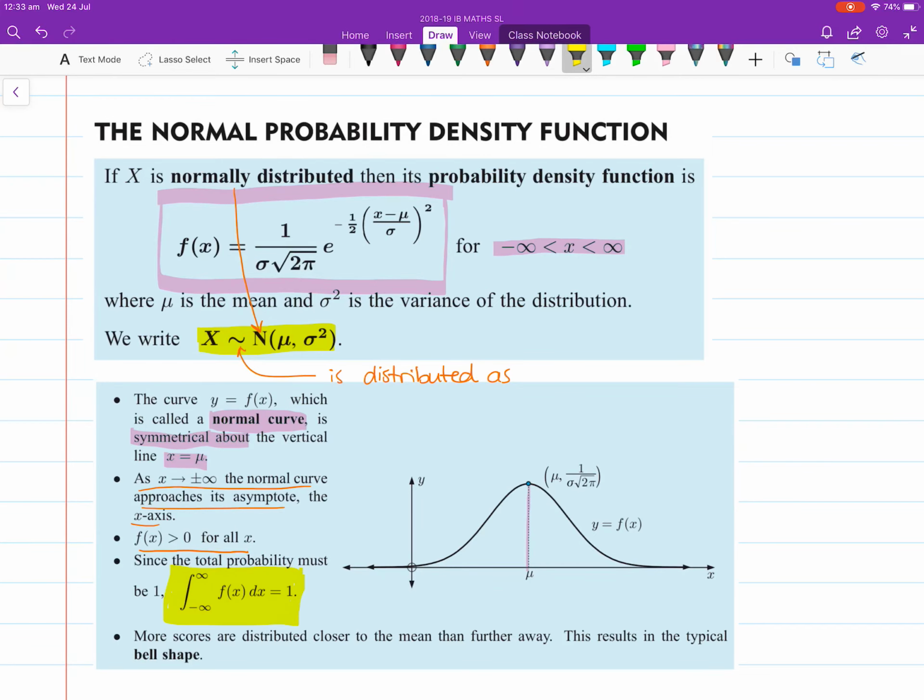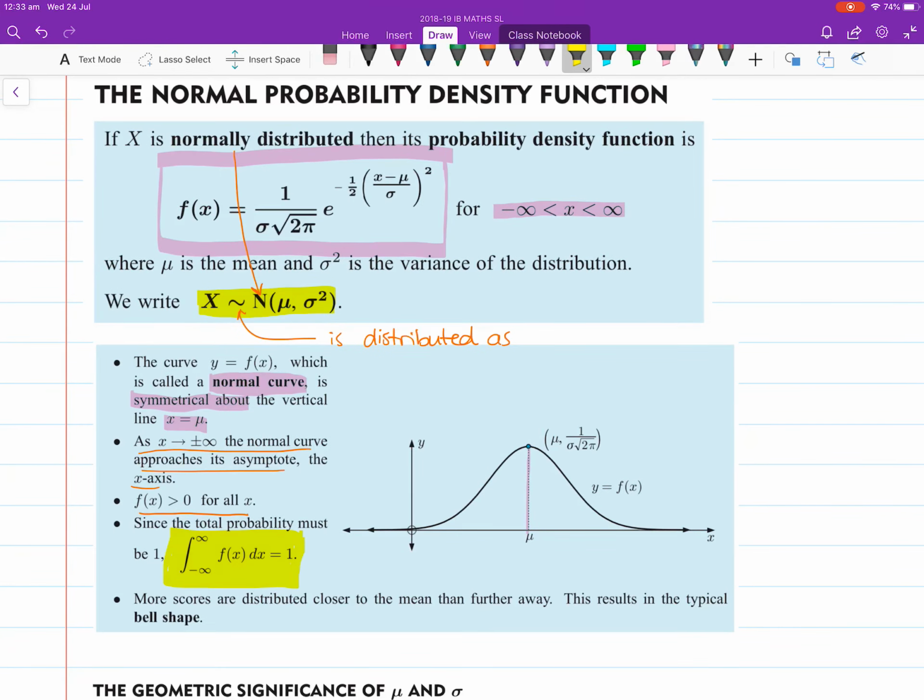So you can see here, oh yes, there's just a note here to remind you that the bulk of your scores are around the mean. Okay, sorry, not the middle, the mean or the average.